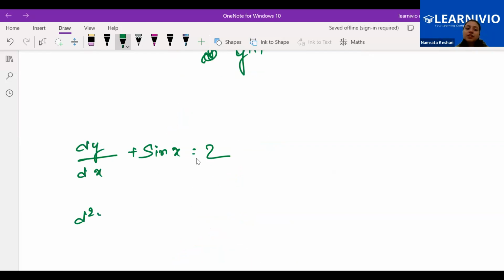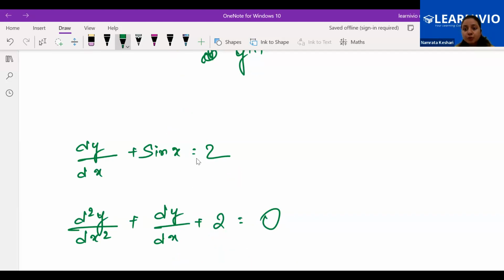Now if a two time derivative is there, it is order 2 maximum. Suppose d2y dx2 plus dy by dx is also there, equals 0. Now this became a differential equation of order 2. Why? Because the maximum derivative over here is 2 times, that is d2y dx2.